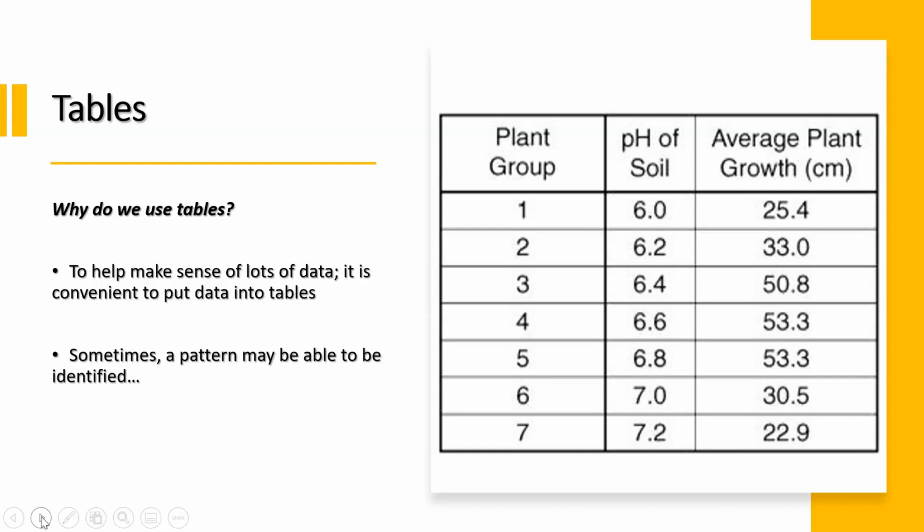Even from this table that we're looking at here, we've got 7 different groups of plants and we've got 7 different pHs of soil. And just by looking at this table, we can see that the average plant growth seems to increase as the pH increases to a certain point, pH 6.8, and then it starts to drop. So we can see that pattern just by looking at the table. And as I said, it prevents the issue of having data all over the place or misplacing your data and things like that.